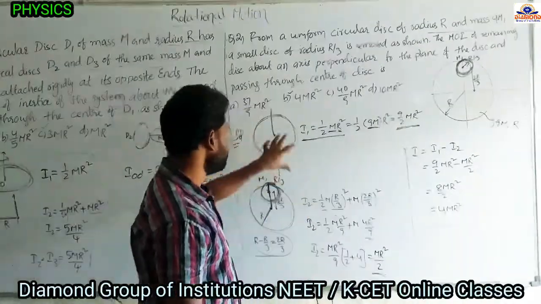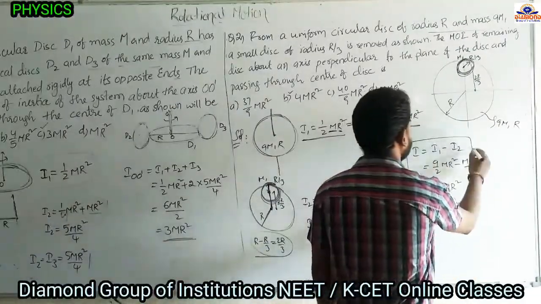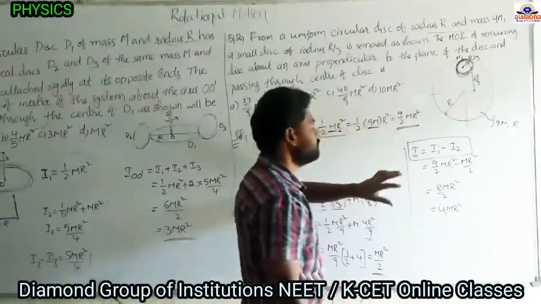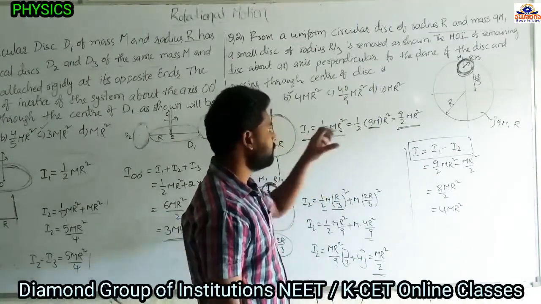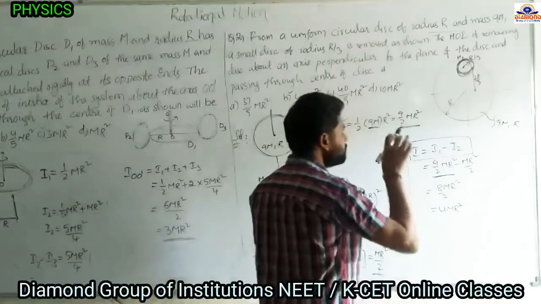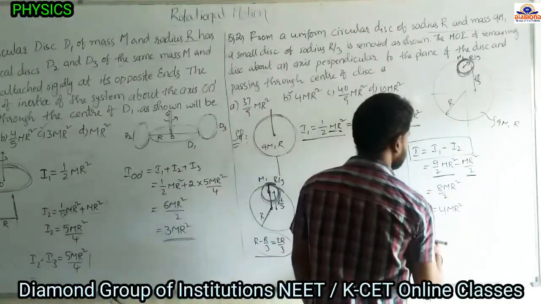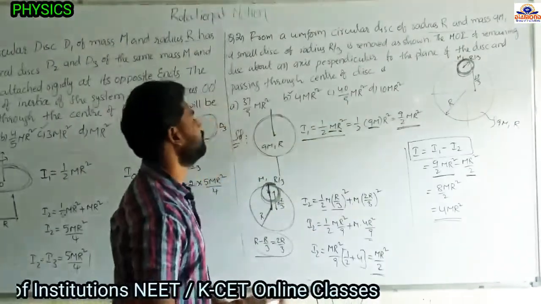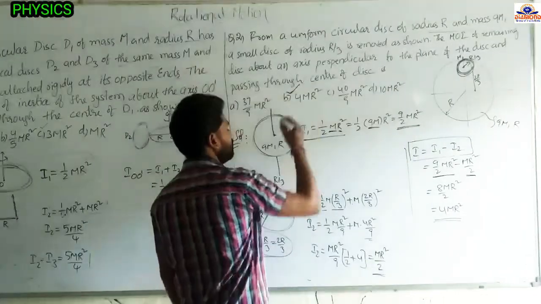So the moment of inertia of the remaining portion is I1 minus I2: the moment of inertia of the total disk minus the moment of inertia of the small disk. The big disk moment of inertia is 9/2 m r square and the small disk moment of inertia is m r square by 2. On subtraction, we get the answer 4 m r square. So the remaining portion's moment of inertia is 4 m r square. Option B is the right answer.